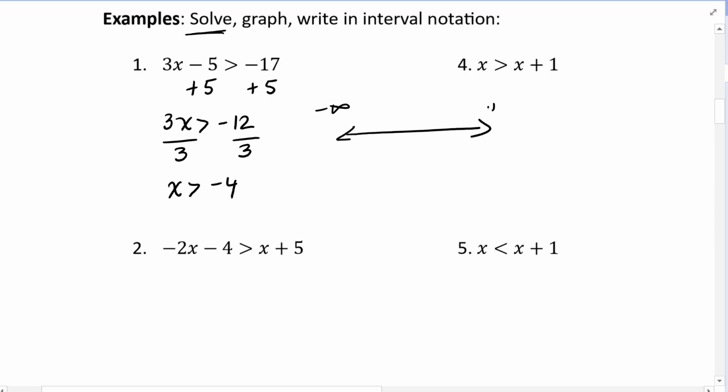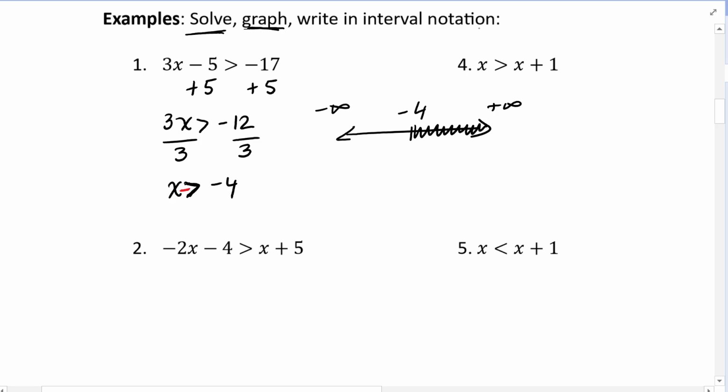number line, negative infinity, positive infinity. We plot negative 4, and we shade all the points that are greater than negative 4, which is this. It's all the area to the right. Or you can think like this: if I put a line here, it's x, it's pointing to the right. So that's why I go to the right of negative 4. So then we graphed it.